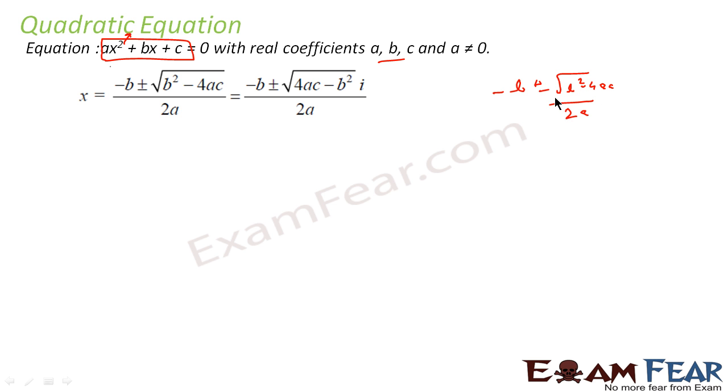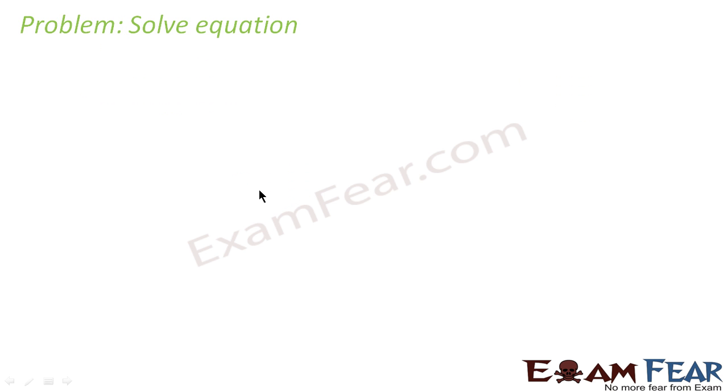So sometimes this becomes negative, so we get the i form. But remember, it's very simple: minus b plus minus root d by 2a, where d is equal to b square minus 4ac. Let's solve some questions here.